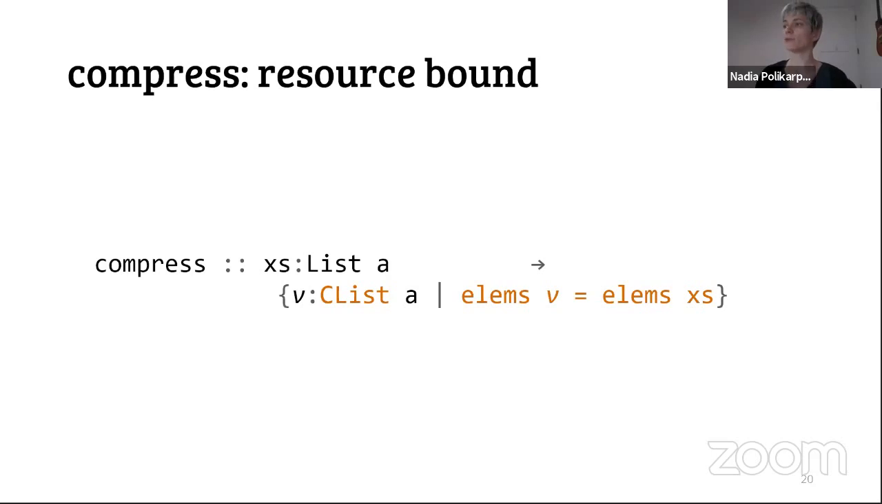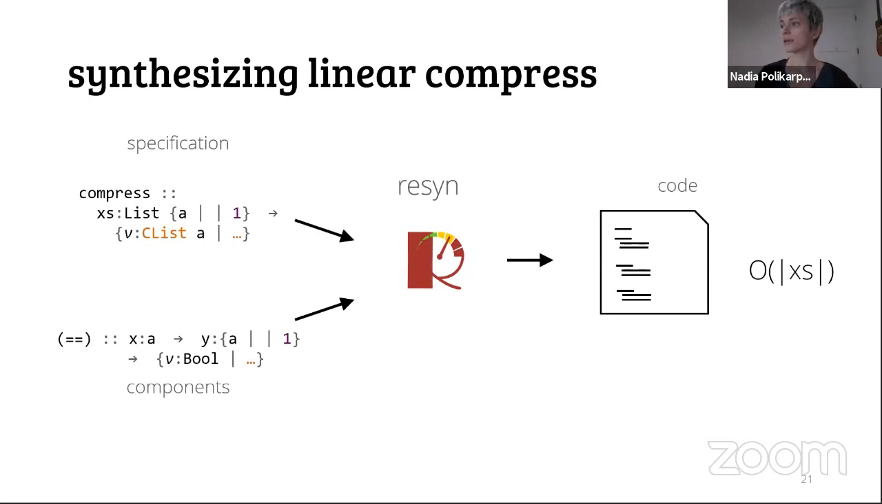Now for the resource bound, remember this was our type of compress. Again, we're going to make one small change, and we're going to annotate the argument and say that now each element of this input list has a single unit of potential, right? And this intuitively expresses that this program can only make one operation per element of the list, right? So it has to run in linear time.